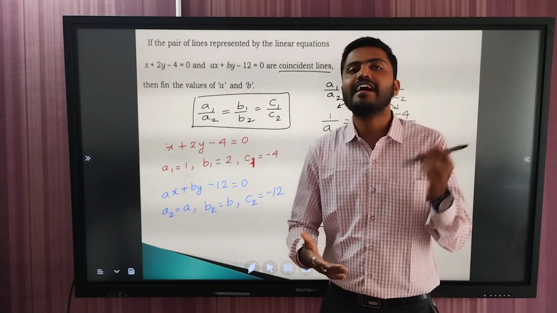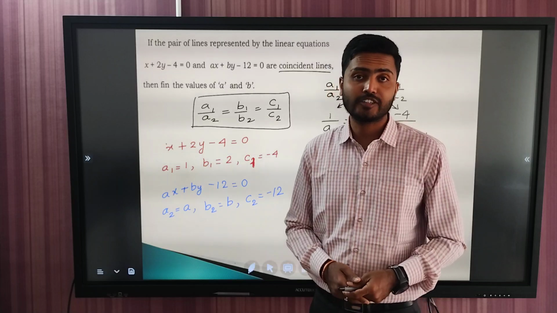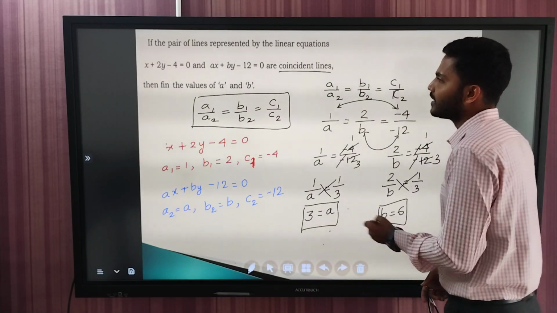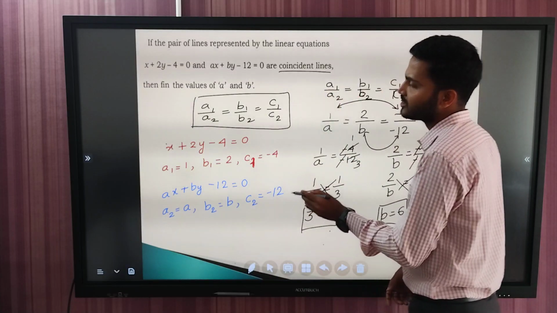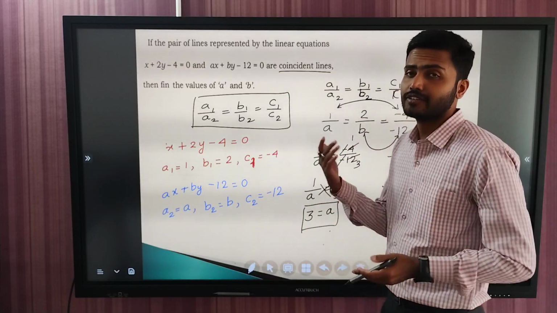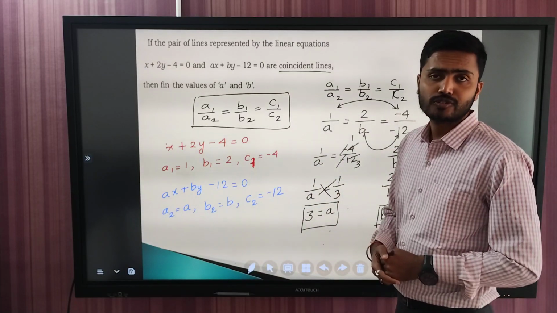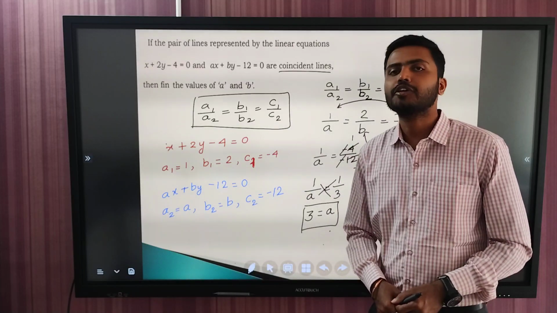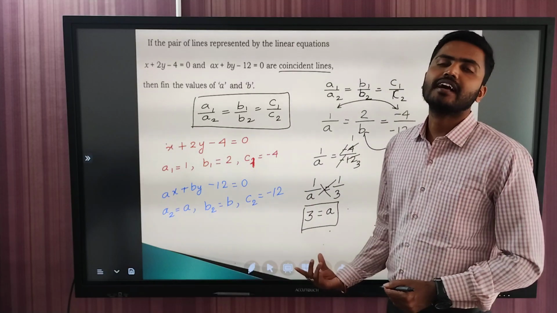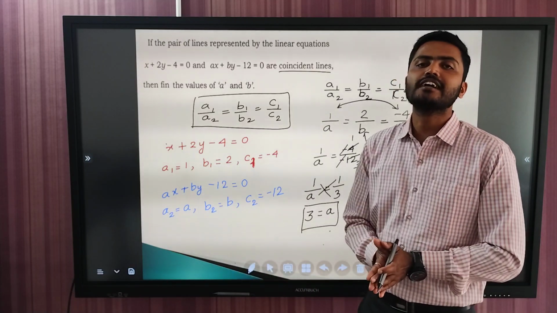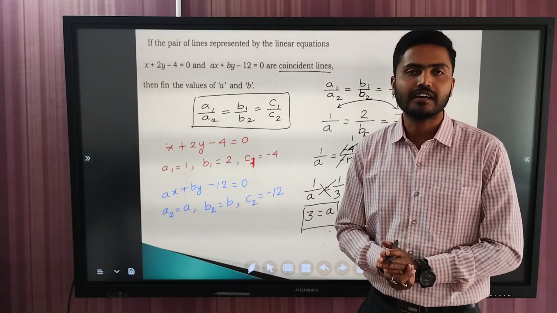So how do we verify whether our answers are correct or not? You just put these values of A and B in the second equation and check if the ratios A1 by A2 is equal to B1 by B2 is equal to C1 by C2. And yes, if they are all equal, you can conclude that your answer is absolutely correct. So that is how you verify the given answers.